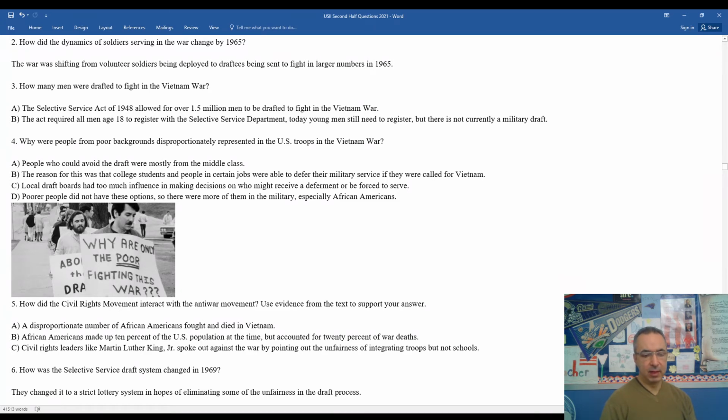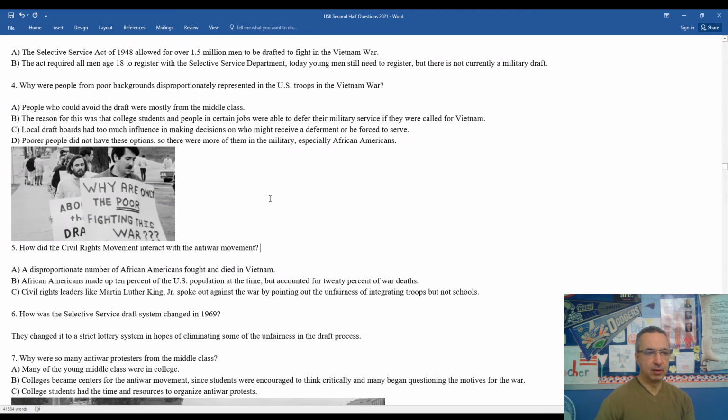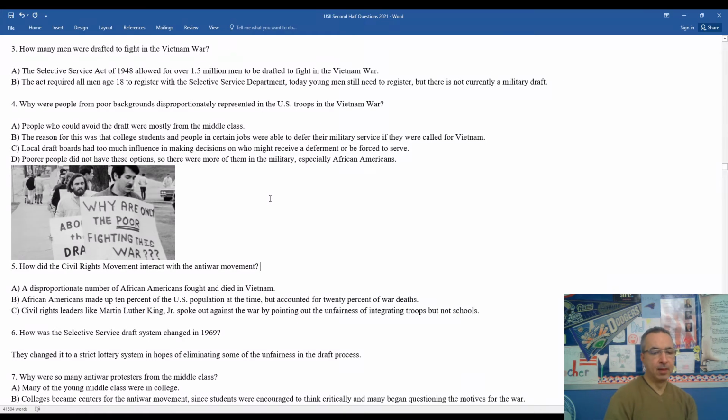5, how did the Civil Rights Movement interact with the anti-war movement? So when you think about the anti-war movement and the Civil Rights Movement, obviously in both cases we're seeing, especially what I just mentioned previously, the idea African Americans were being disproportionately forced to serve. And obviously die in the war. This would spark a civil rights outrage in African Americans.